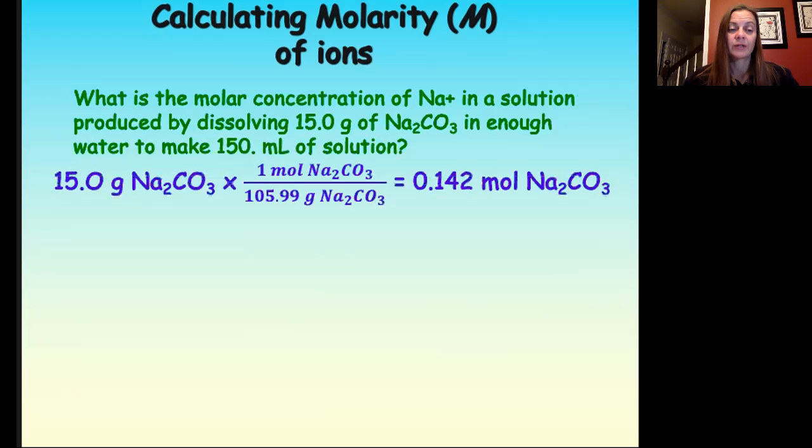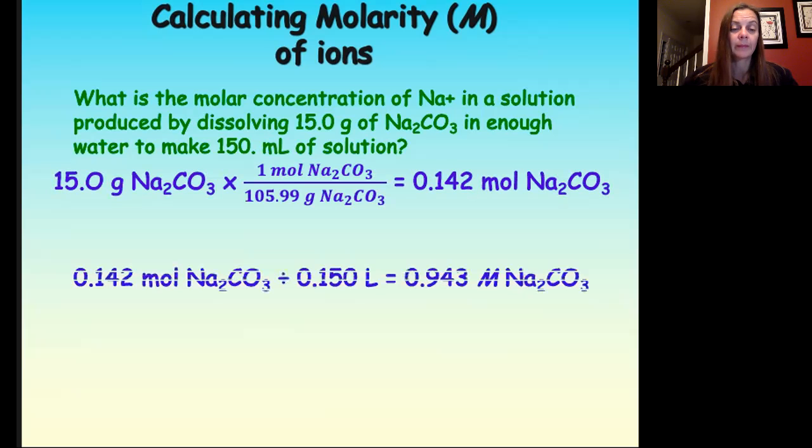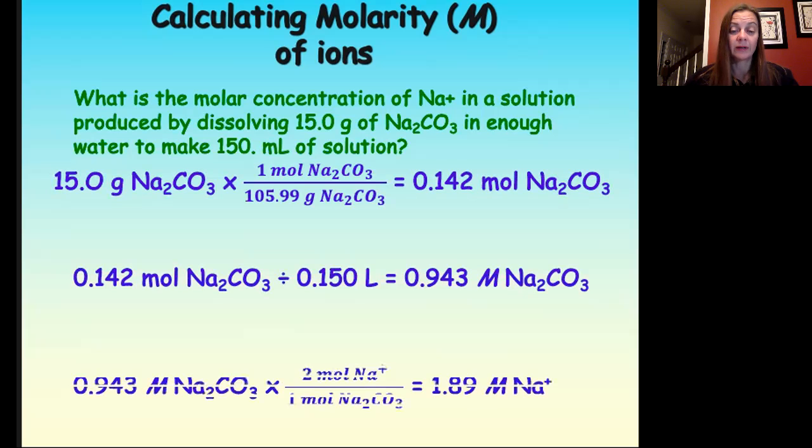So again, our first step is going to be to convert sodium carbonate grams into moles. So we're going to divide by the molar mass to find that we have 0.142 moles of sodium carbonate. We're going to divide that by the volume to find that we have 0.943 molar sodium carbonate. And since molar means moles per liter, we can convert the moles.